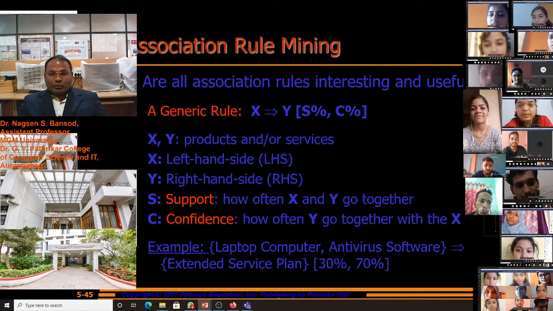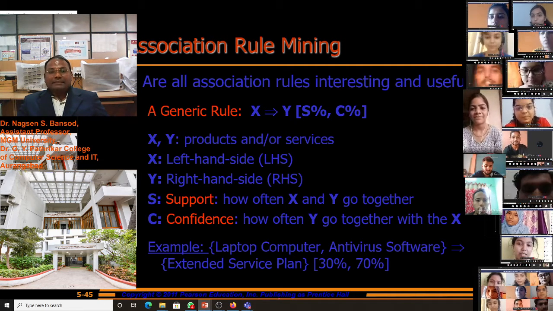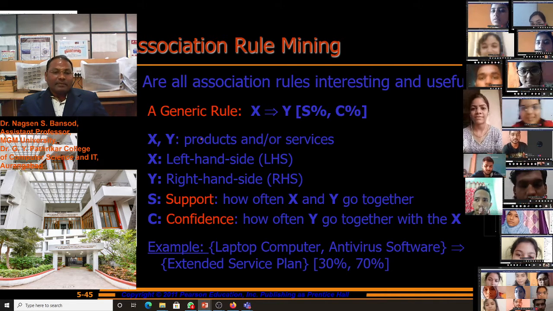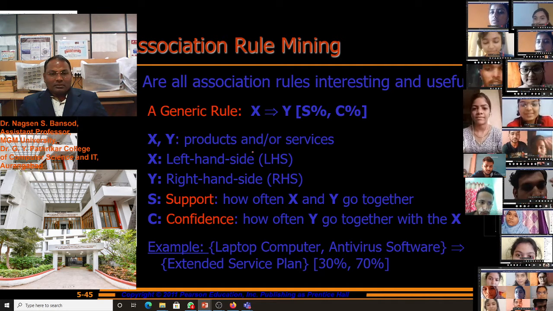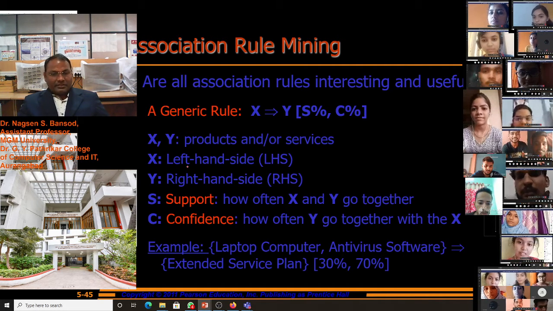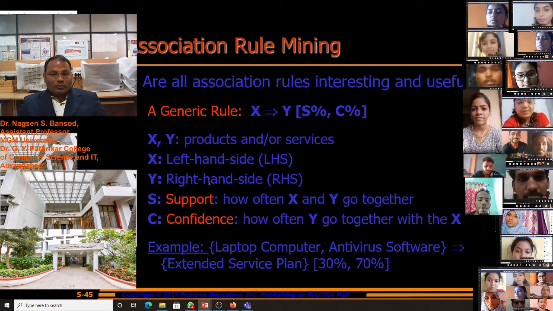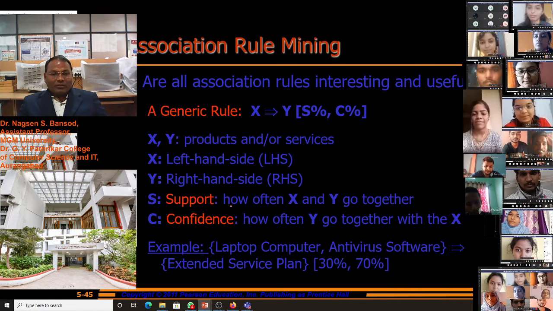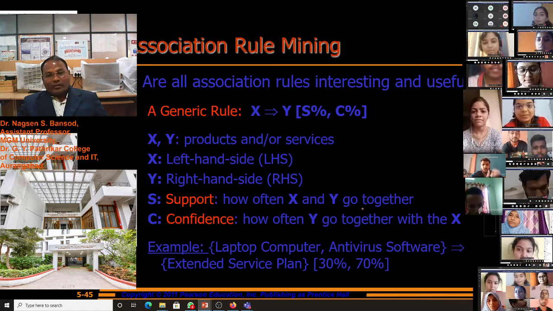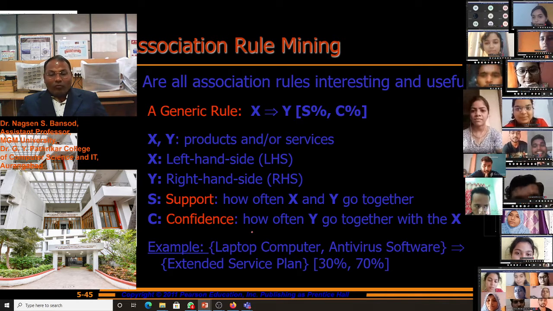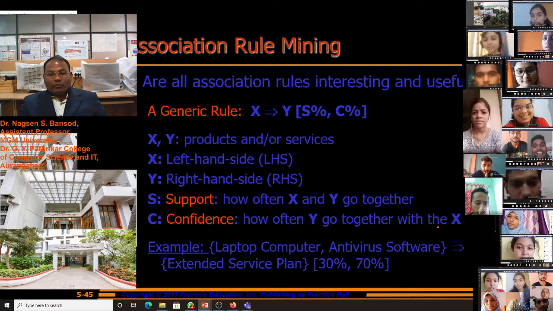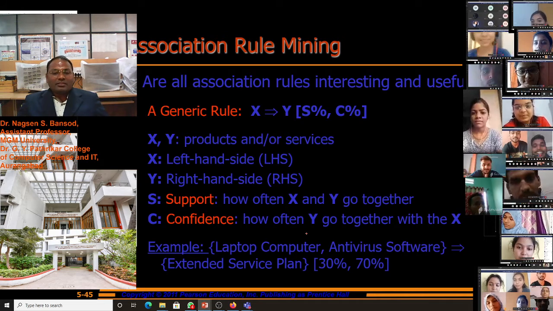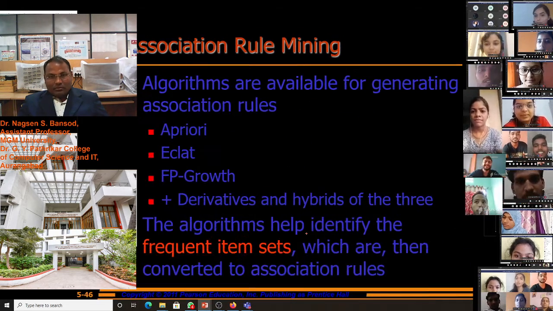Are all association rules interesting and useful? A generic rule: X implies Y, with support s percent and confidence c percent, where X and Y are products and/or services, X the left-hand side and Y the right-hand side. S is for support and C for confidence. Support is how often X and Y occur together, and confidence is how often Y goes together with X. This is an example: laptop computer and antivirus software imply extended service plan, with 30% support and 70% confidence.